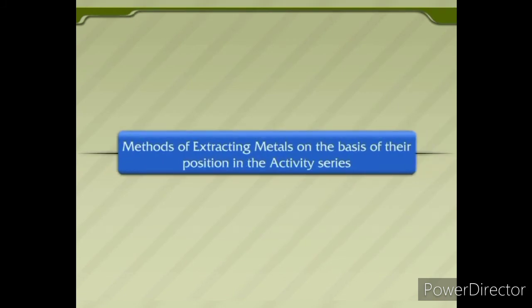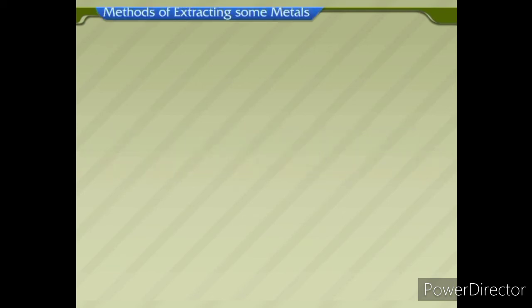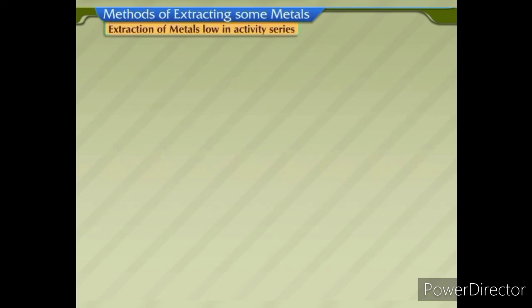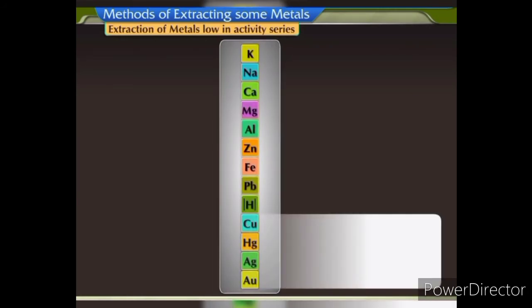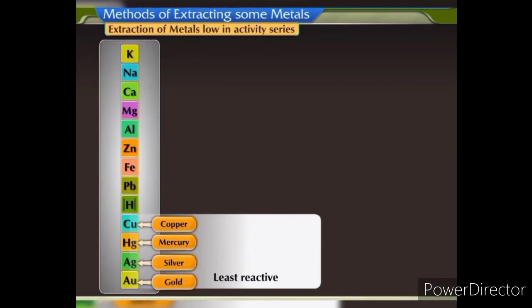Methods of extracting metals on the basis of their position in the activity series. Extraction of metals low in the activity series. Metals placed at the bottom of the activity series are the least reactive, for example, copper, mercury, silver and gold. These metals can be extracted from their oxide or sulfide ore by just heating them in air.